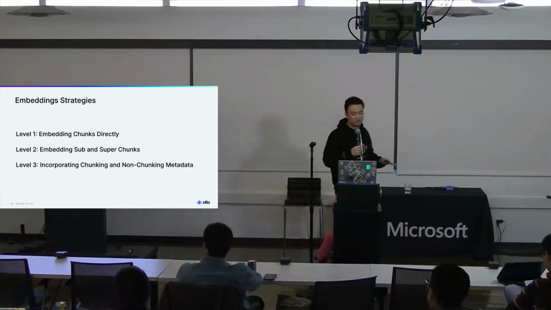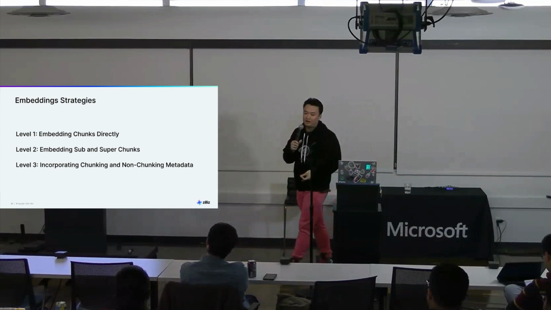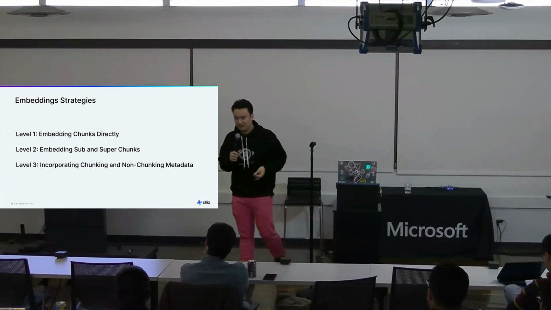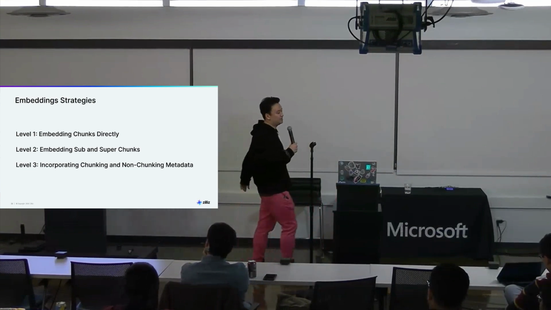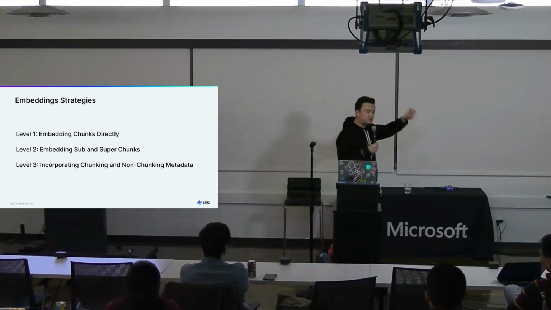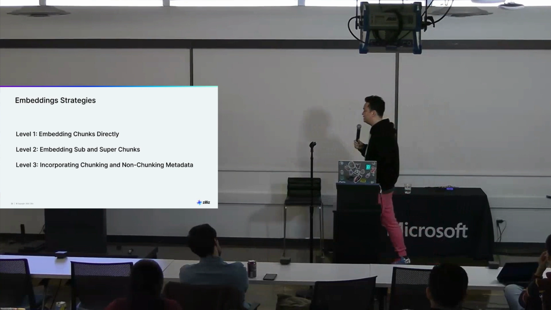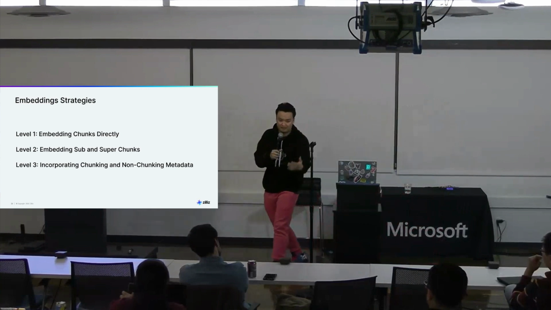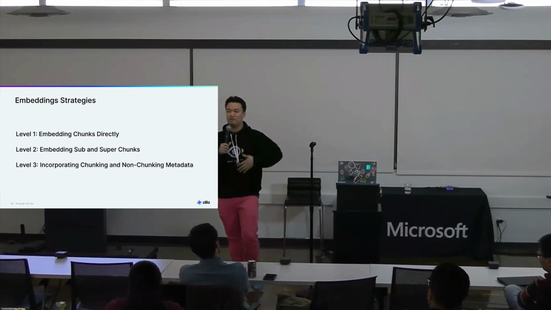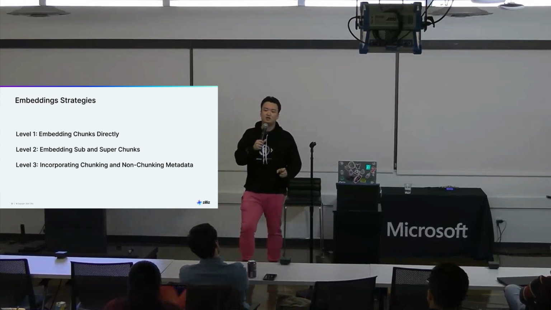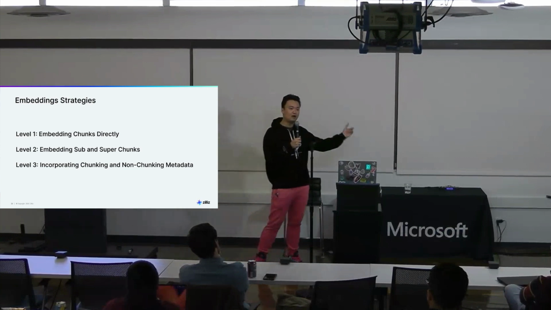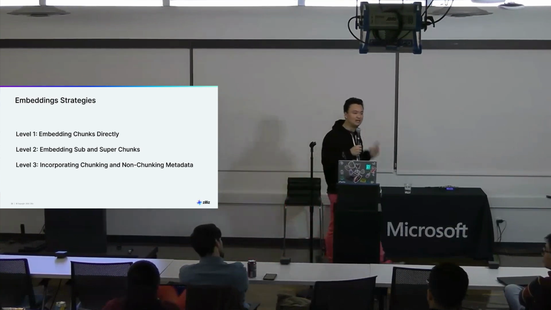Level 2 is you're going to start thinking about, how do I want to embed these chunks? What do I really want to embed? An example of what you might do, and this is why I call them sub and super chunks, is maybe you have some text with a bunch of paragraphs in it. To embed what I call sub chunks, you embed each sentence of the paragraph, but you attach that embedding to the entire paragraph.